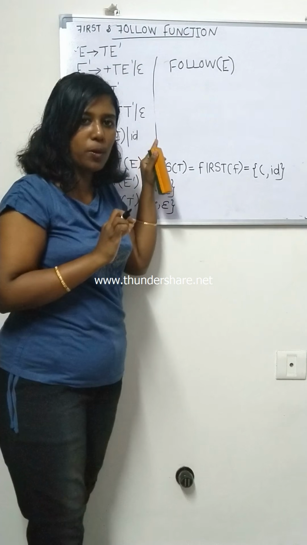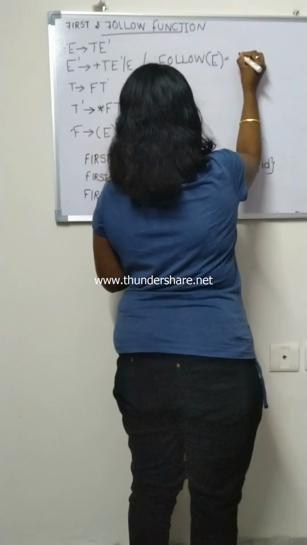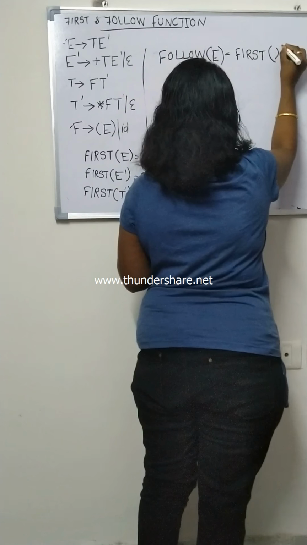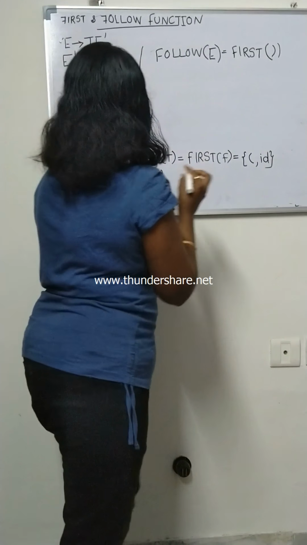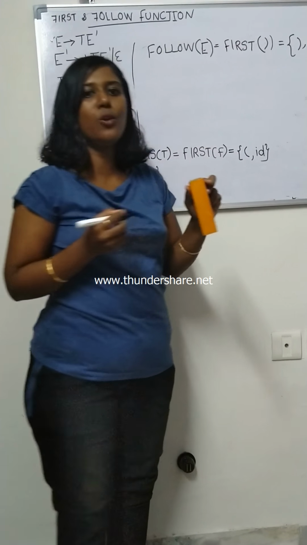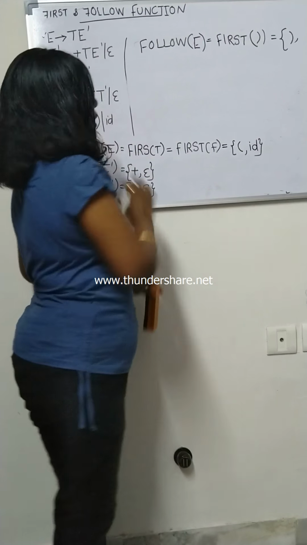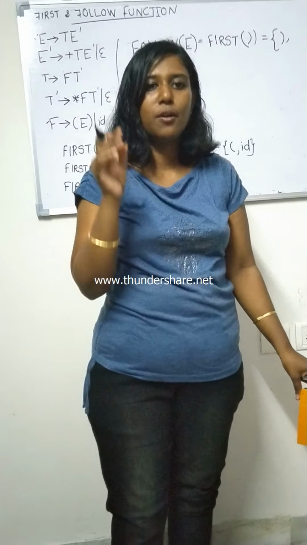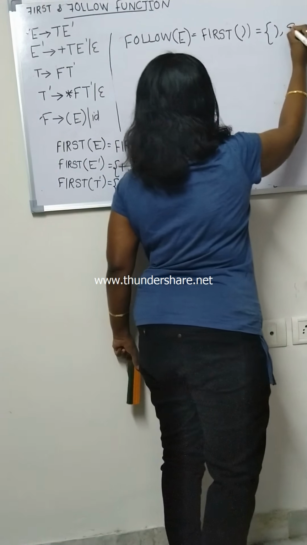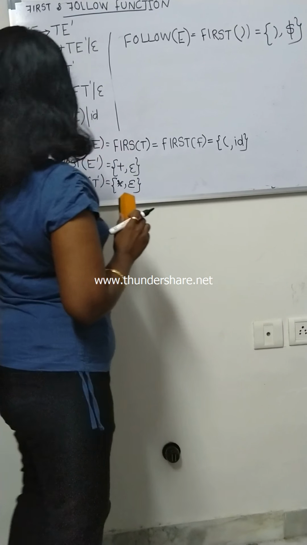Which character is there? Open parenthesis. So we want to find first of open parenthesis. First of any terminal is equal to that terminal. So here it is open parenthesis. And as per the first rule of the follow function, which one is the start symbol? E is the start symbol. Whenever we find follow for the start symbol, we have to place dollar. So I am placing dollar here. Now I have completed E.